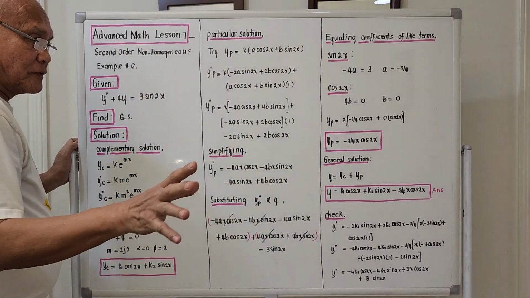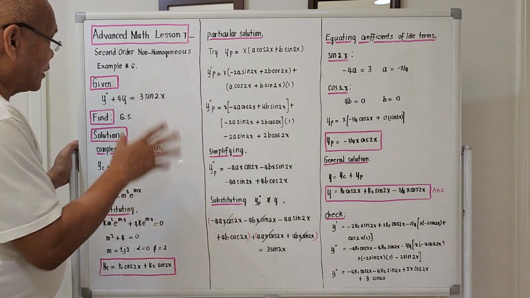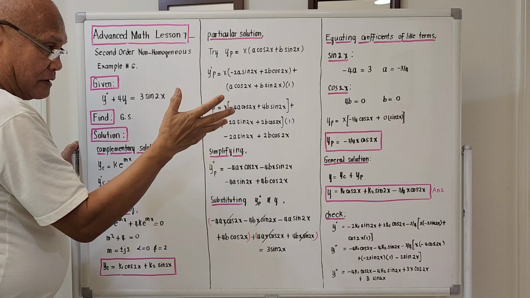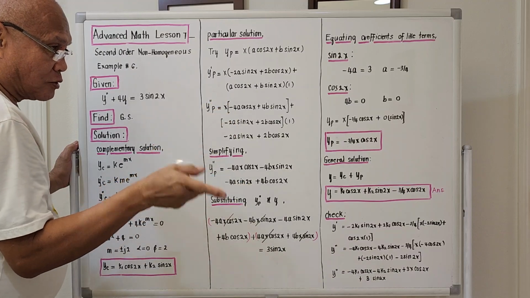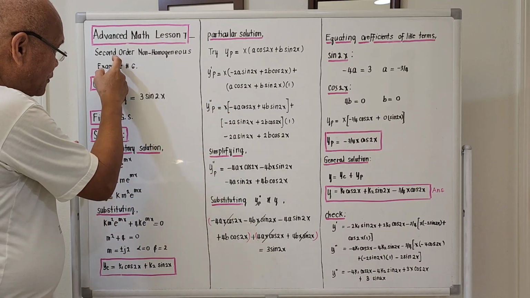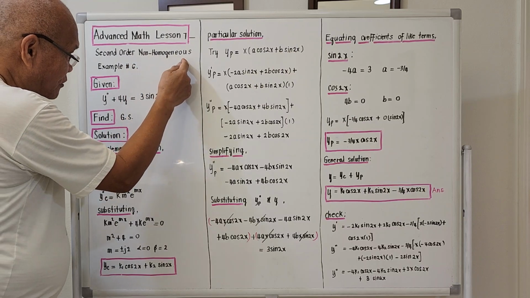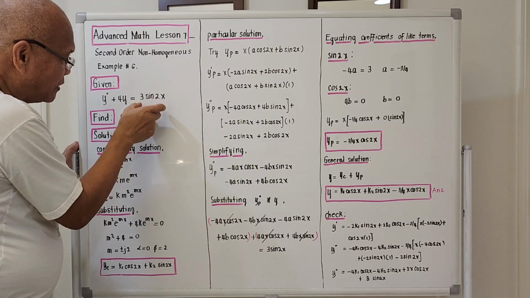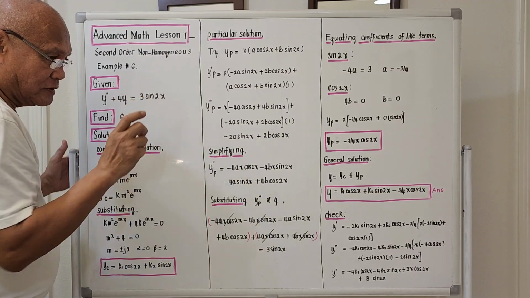The numbering of the lesson is now, we are on advanced mathematics lesson number 7. And for this afternoon, we are solving a problem of the second order non-homogeneous differential equation, in which non-homogeneous means the right-hand side is not equal to 0.